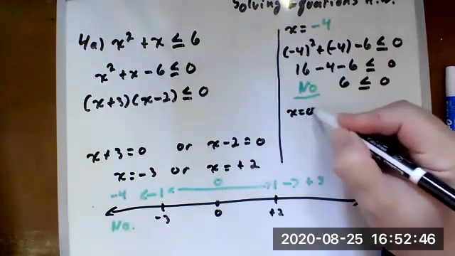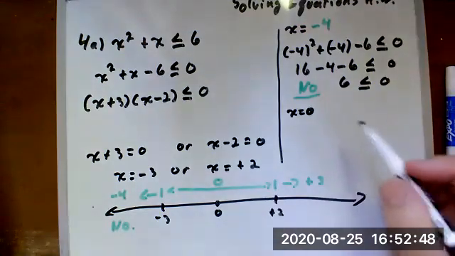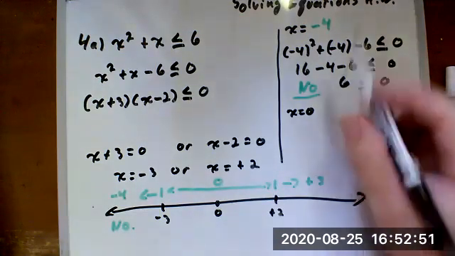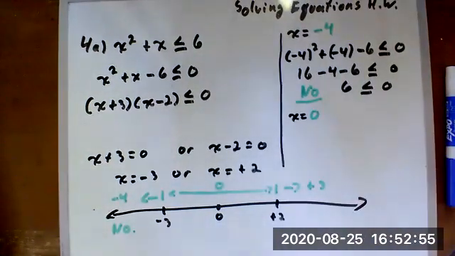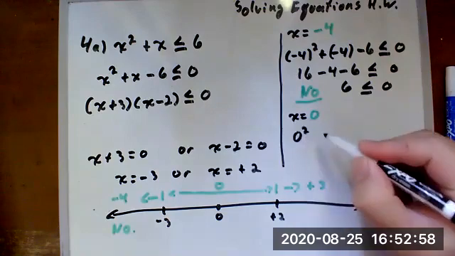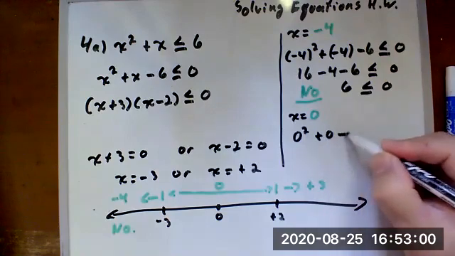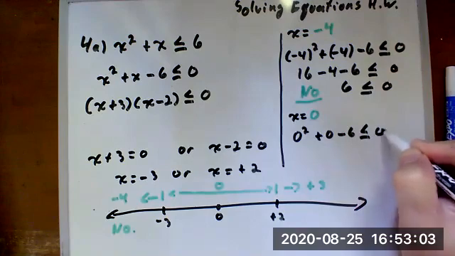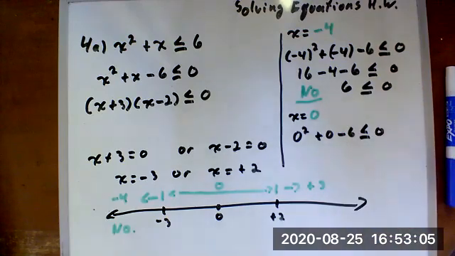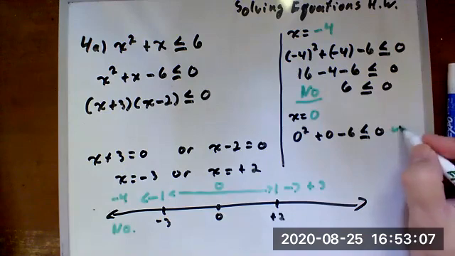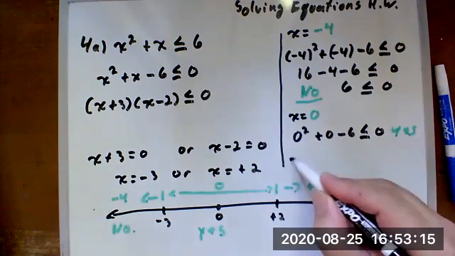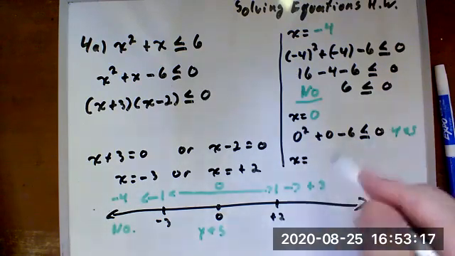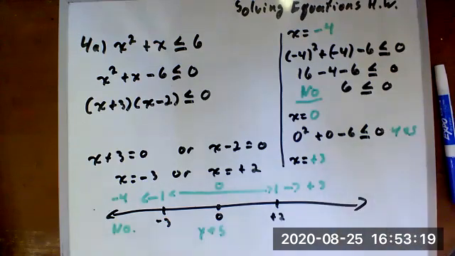If we try x equals 0, this one goes really nice and quickly. We put 0 in for x. And I get 0 squared plus 0 minus 6 less than or equal to 0. Well, is negative 6 less than or equal to 0? Yes. So this is a yes. Because of that, I can make a pretty good guess on our last one what's going to happen.